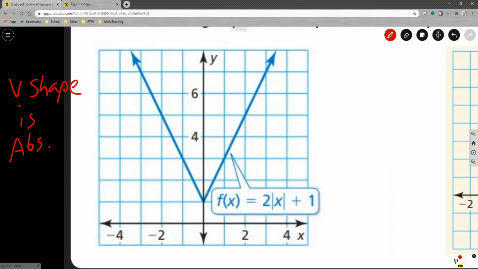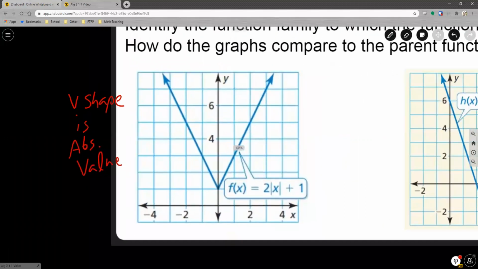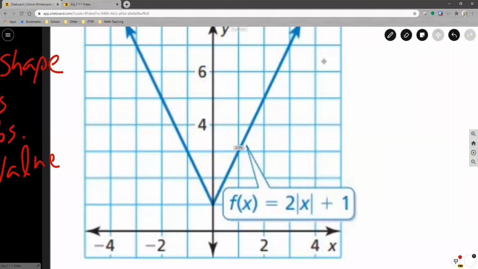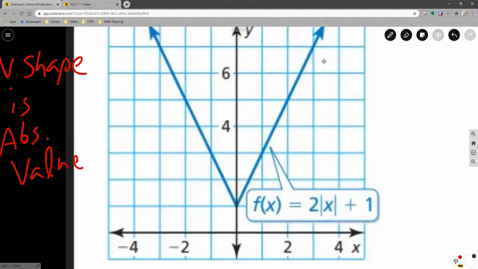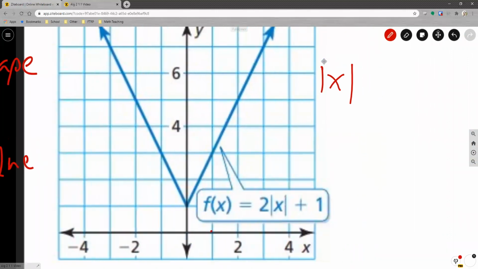So it's absolute value. We know it's going to be an absolute value. That's what family it belongs to. And then we want to compare it to the parent function. Well, let's graph the parent function. We know the parent function is the absolute value of x. If I'm at 0 for x, what did I just do here?